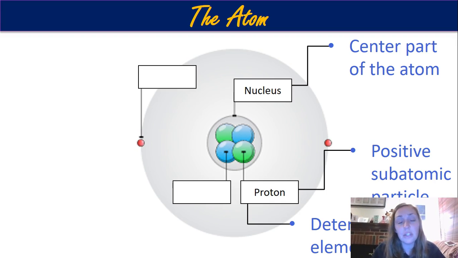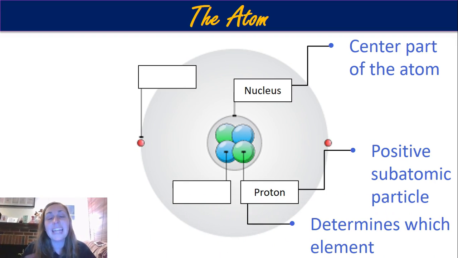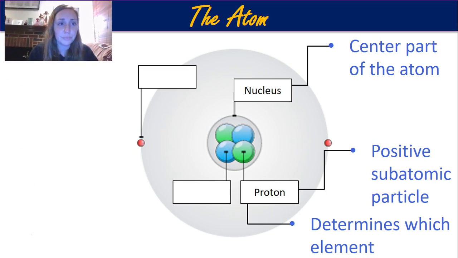And the other thing you need to know, the number of protons in an atom determines the type of element it is. So if there's 1 proton, it has to be hydrogen. It can't be any other type of atom. If there's 2 protons, it has to be helium. It can't be any other type of element. So that's the determining factor.